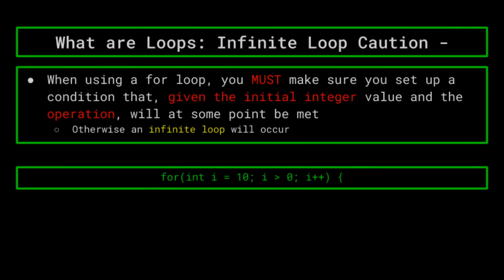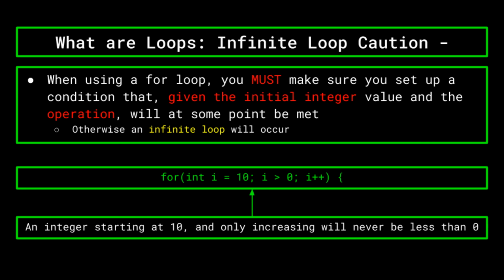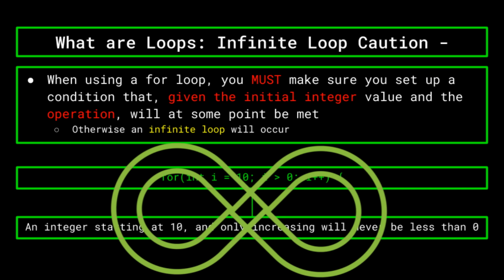Now, when using a for loop, you have to make sure to set up a condition that, given the initial integer value and the operation, will at some point not be met, to avoid creating an infinite loop and crashing your program. An infinite loop occurs when you give a for loop a condition which will always be met given the parameters of the program, and so the software crashes. For example, a for loop beginning at 10 and checking if I is ever less than 0, and then adding 1 to I at the end of the loop will never terminate since I will just increase infinitely.